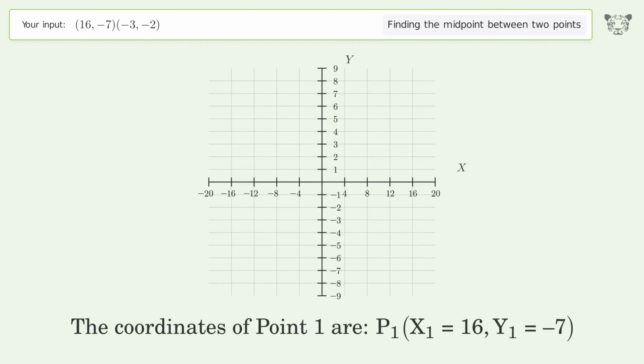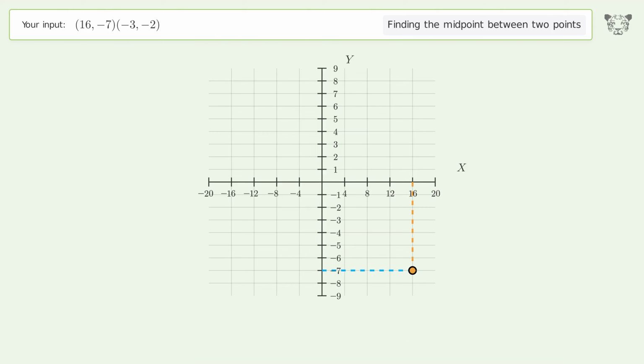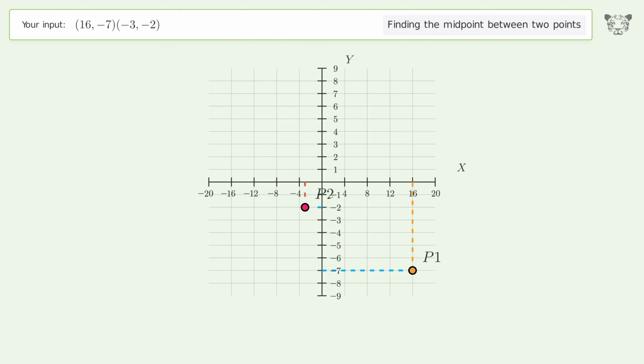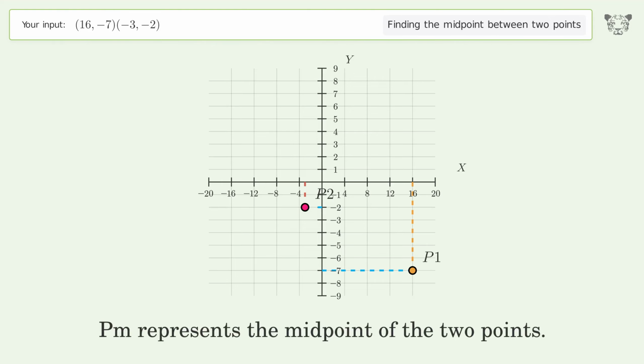The coordinates of point 1 are x1 equals 16, y1 equals negative 7. The coordinates of point 2 are x2 equals negative 3, y2 equals negative 2. PM represents the midpoint of the 2 points.